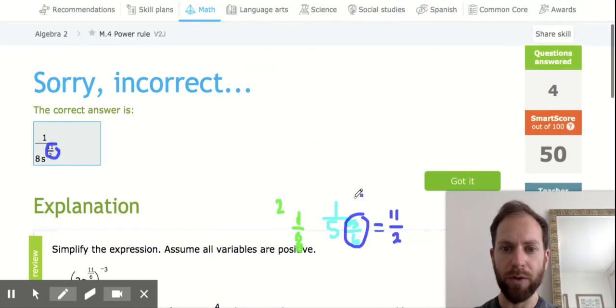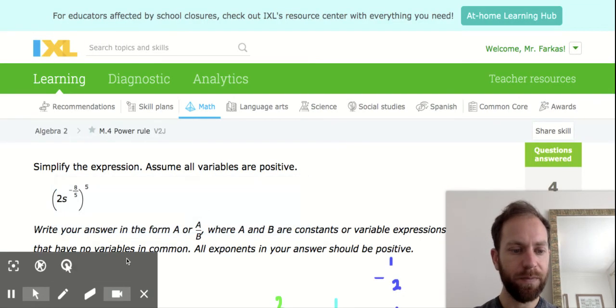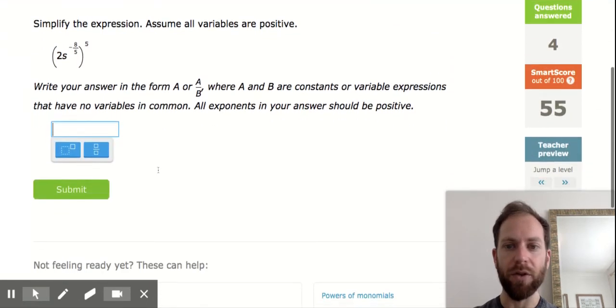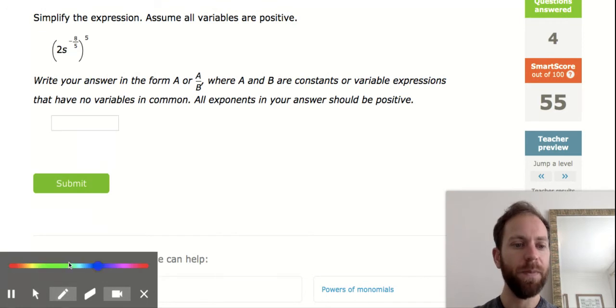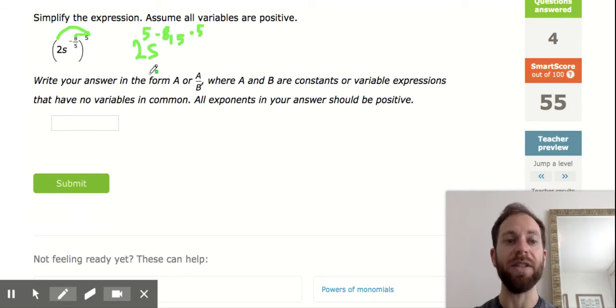Let's try one more of those. This one is tough. All right. Here's a similar one. Let's go ahead and try this and make sure that we reduce. All right, so step 1 is make sure that you're using this for both terms, right? So we're going to use it first, the 2 to the 5th power, and then the s to the negative 8 over 5th power. We're going to be multiplying that times 5, and then we'll go ahead and remember to simplify this time.